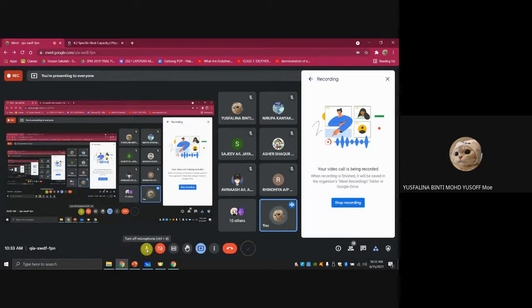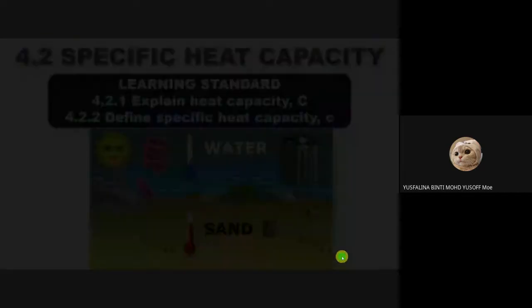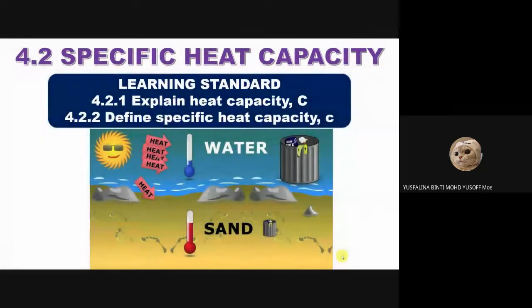So let's see 4.2, specific heat capacity. What you will learn in this subtopic is that you have to know how to explain what heat capacity is, and also to define the specific heat capacity.